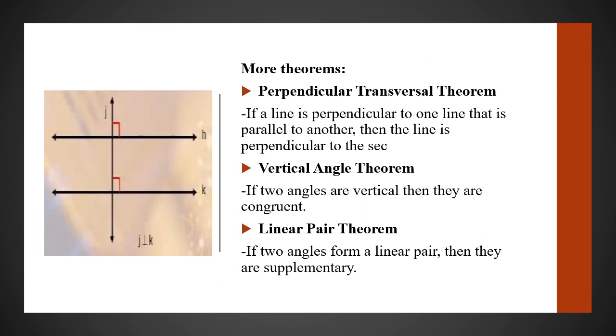More theorems. Perpendicular transversal theorem. If a line is perpendicular to one line that is parallel to another, then the line is perpendicular to the second. Vertical angle theorem. If two angles are vertical, then they are congruent. Linear pair theorem. If two angles form a linear pair, then they are supplementary.